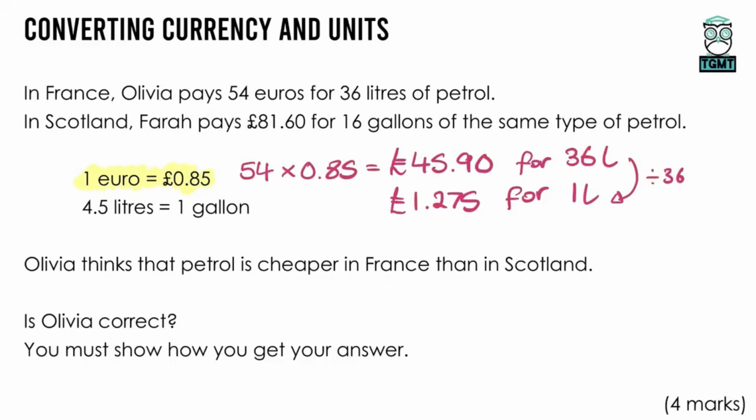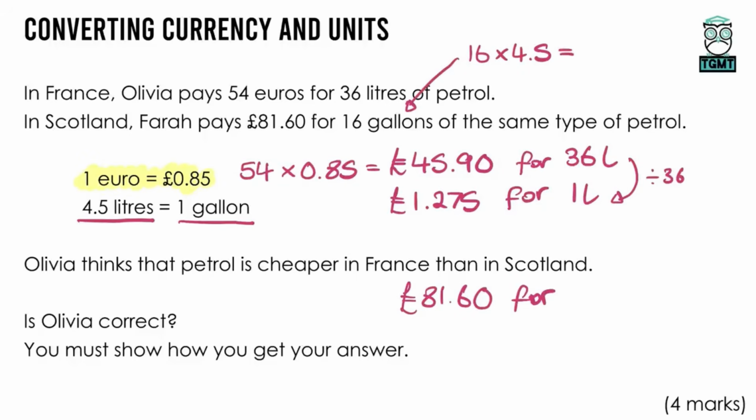So for the next one, it's already in pounds. We have £81.60 for, at the moment, 16 gallons. Now it tells us here that each gallon is 4.5 litres. So I can actually turn this into litres relatively easily. I just need to do 16 multiplied by 4.5, and that's going to give it me in litres, as every 1 gallon is 4.5 litres. So 16 times 4.5 is 72 litres, and now we have a comparable sort of unit.